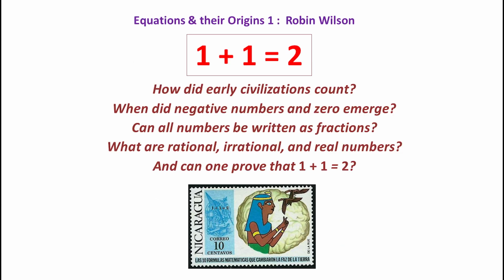This talk on the equation 1 + 1 = 2 is about the counting numbers we use as I attempt to answer the questions: how did early civilizations count? When did negative numbers and zero emerge? Can all numbers be written as fractions? What are rational, irrational and real numbers? And can one prove that 1 + 1 = 2?